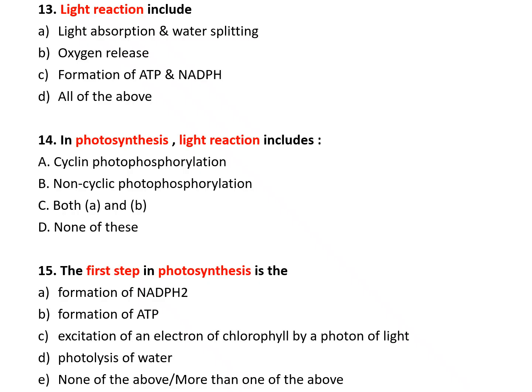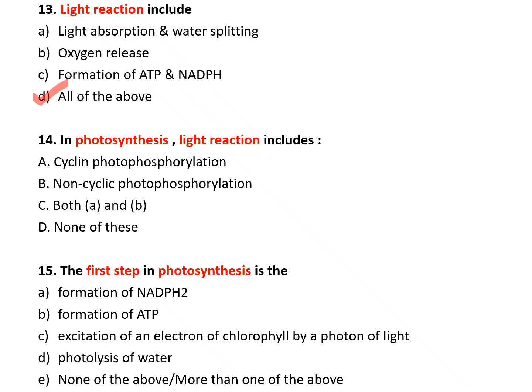Then next question number 13. Light reaction includes option A light absorption and water splitting, option B oxygen release, option C formation of ATP and NADPH, option D all of the above. The correct answer is option D all of the above.